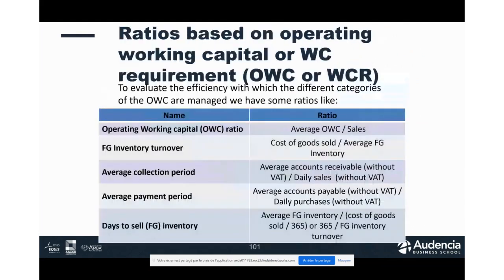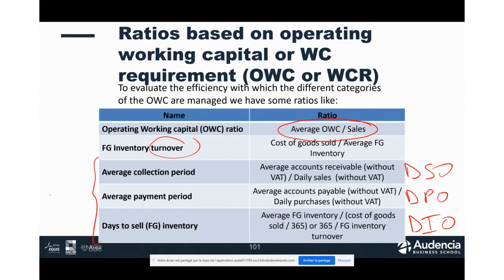So we have a lot of ratios in order to manage the working capital requirement. The first is in percentage of the sales revenue. We have to manage the turnover, or we can manage periods. The average collection period is what we also name days of sales outstanding. The average payment period is what we name days of payables outstanding. Days to sell inventory is what we also name days of inventories outstanding. With the three periods, now we can calculate the cash conversion cycle.